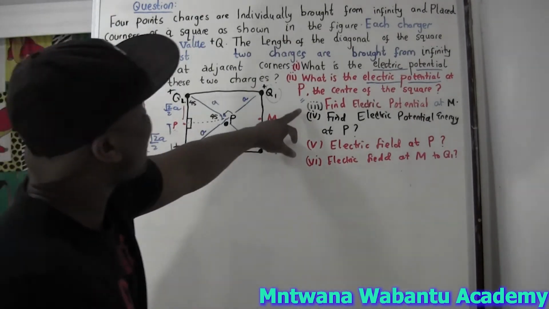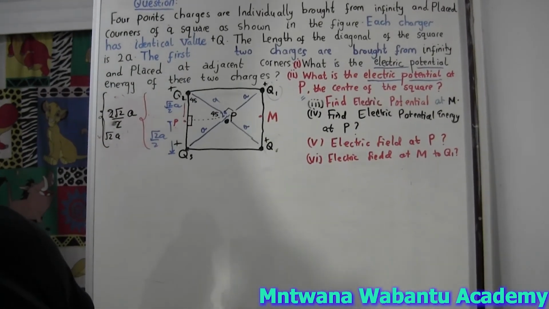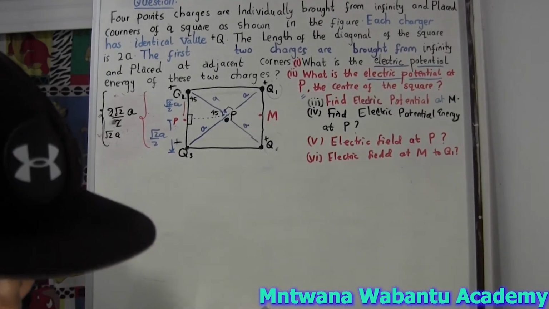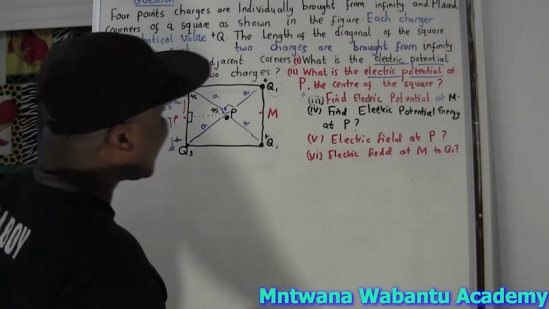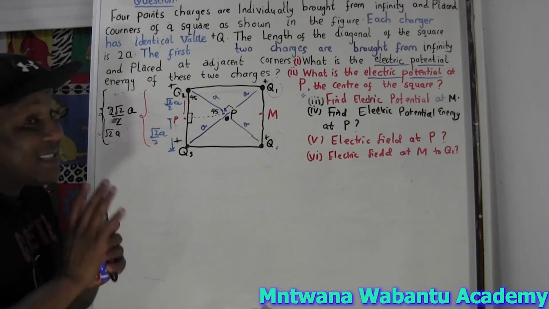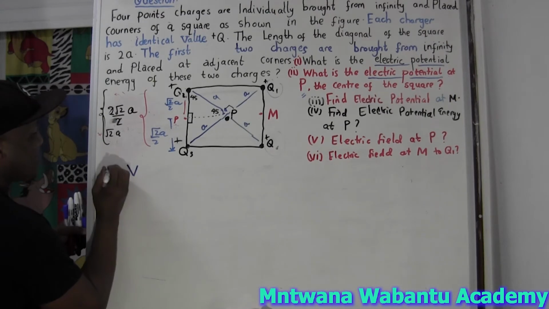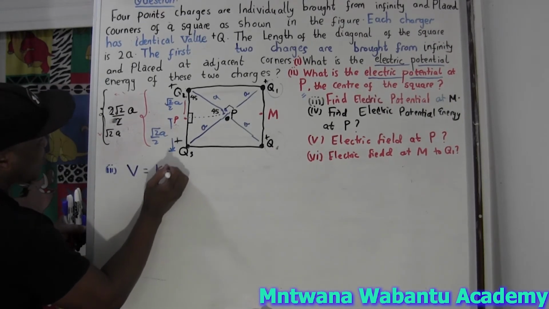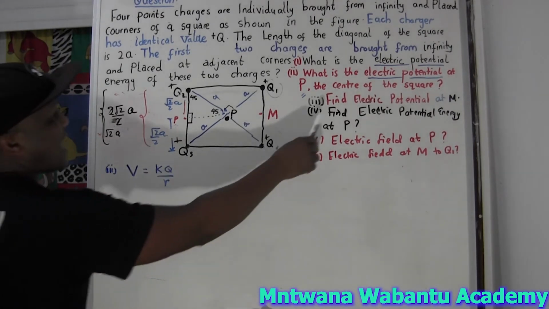Okay, now let's solve number 3. Find the electric potential at M. This is not energy, right? So electric potential, which is represented by V, is equal to kq over radius. So electric potential at M.